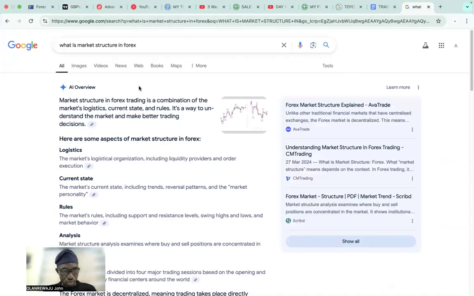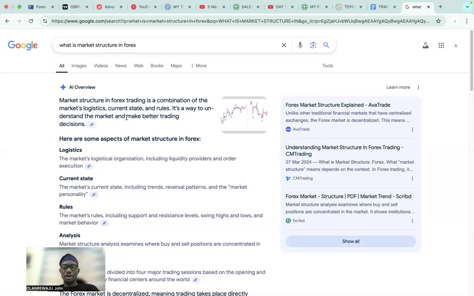What is market structure in Forex? Market structure in Forex trading is a combination of the market logistics, current states, and rules. It's a way to understand the markets and make better trading decisions. Just the way they've said it, that is what it means. However, to make it simpler, we can conclude that market structure is the nature, the characteristic of the markets. Market structure is that thing that every trader understands.